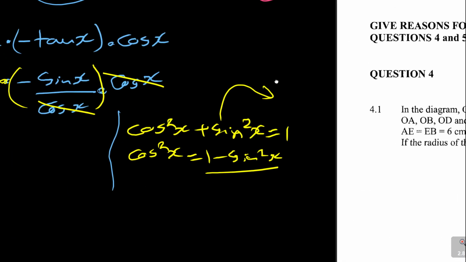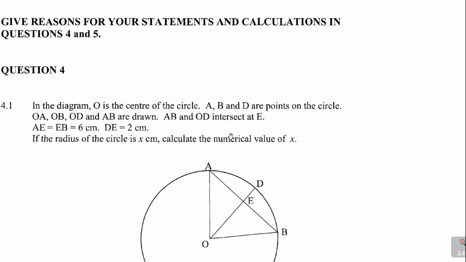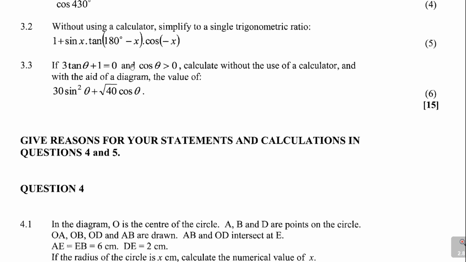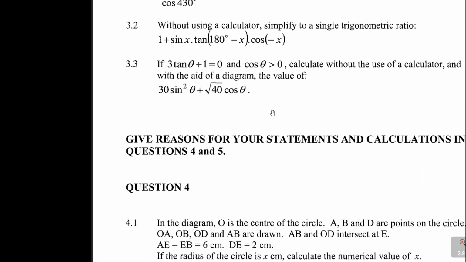Alright, so let's move on to the next question here, just to finish it up. 6 marks. 3.3. If tan theta plus 1 is equal to 0 and cos theta is greater than 0, calculate without the use of a calculator again and with the aid of a diagram the value of that. 6 marks. Now, first of all, they said already no calculator, but the key part here is use a diagram, guys. That's where they want to see there is a mark for the diagram, and you cannot solve such a question without a diagram. So let's come back here and say, if I'm to plot a diagram, but you can't just plot a diagram. Let's start with this.